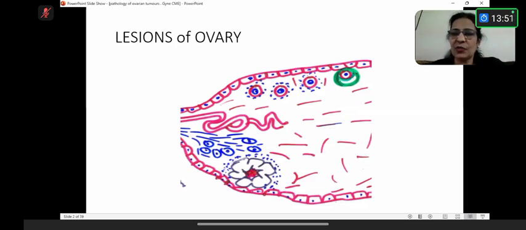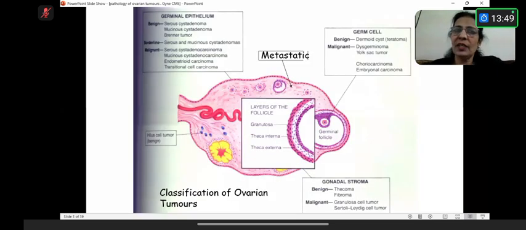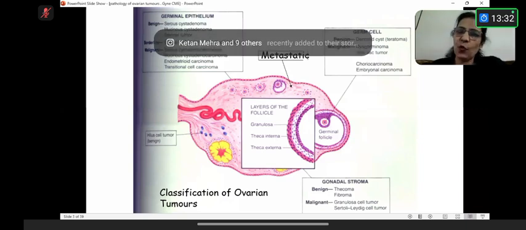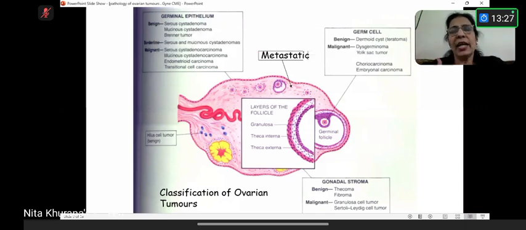And most of the surgeries which have been shown to us are from the surface epithelial tumors. Coming to the surface epithelial tumors, which is also called the germinal epithelium, we have three main important groups: the serous tumors, mucinous tumors, and the tumors showing differentiation towards the transitional epithelium, which are the Brenner's tumors. And the fourth important group is the endometrioid tumors, which resemble the endometrial tumors in the uterine corpus.